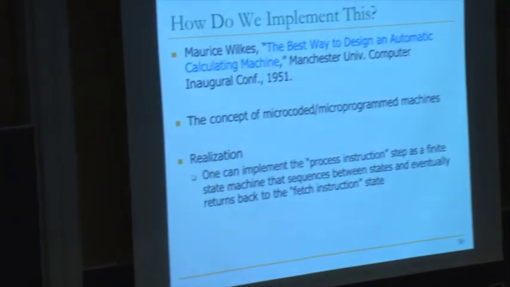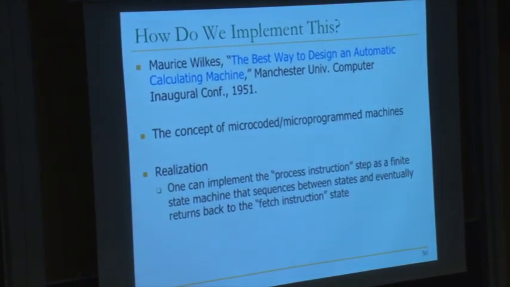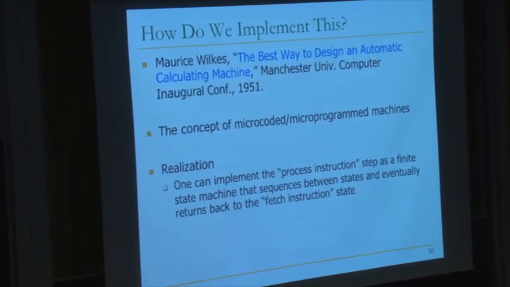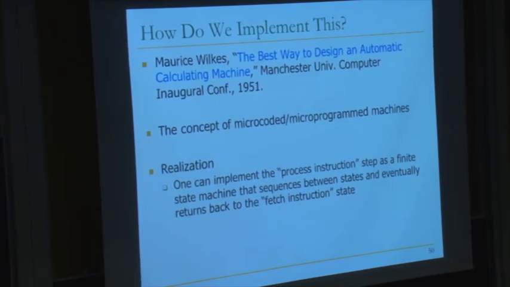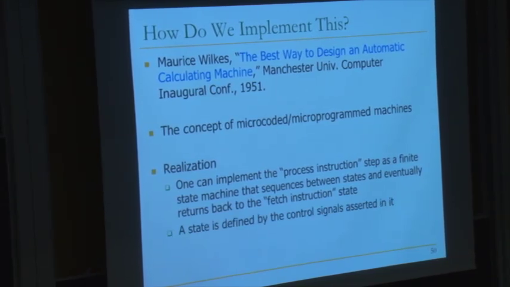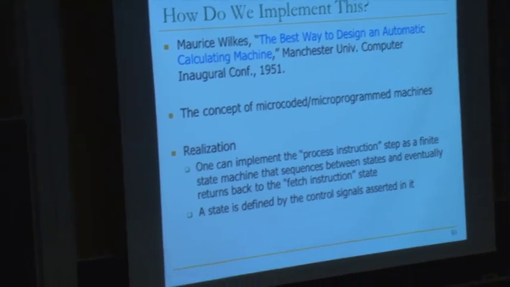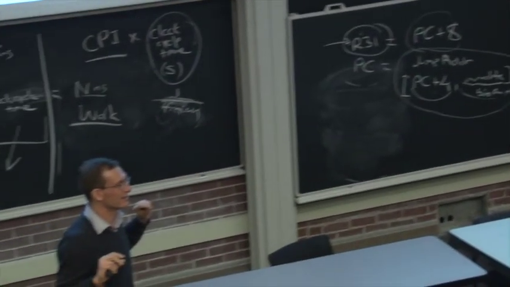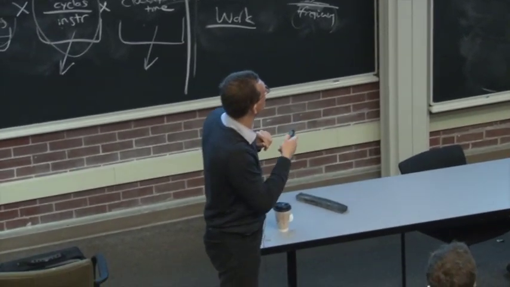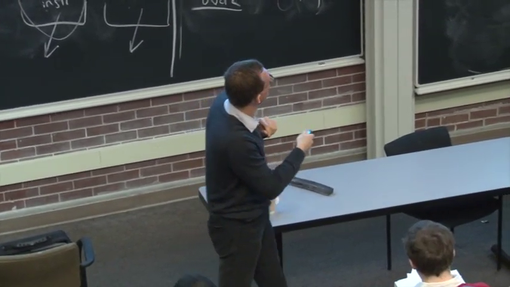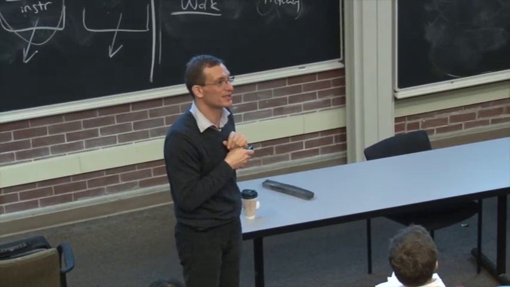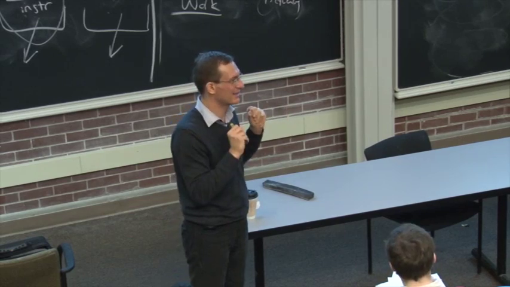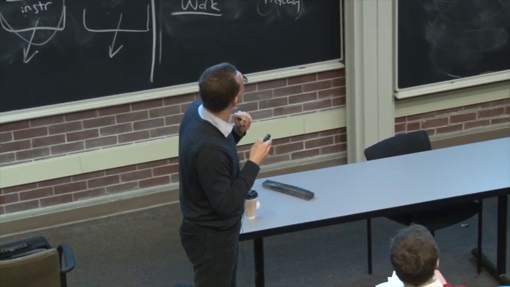You can implement this step as a finite state machine that sequences between states. And somebody determines that sequencing. Well, what is that? That's the control logic. The job of the control logic is to determine what state comes next, plus what control signals need to be asserted in each state. Basically, a state is defined by the control signals asserted in it. That's the definition of a state here. And control signals for the next state are determined in the current state. And we'll see why this is important, because you don't want to put that on your critical path. And I'll give you examples of this.